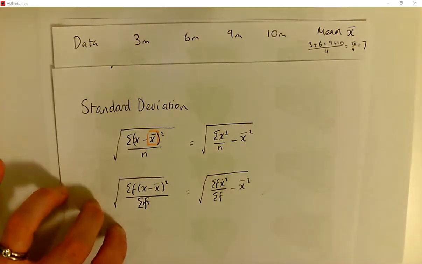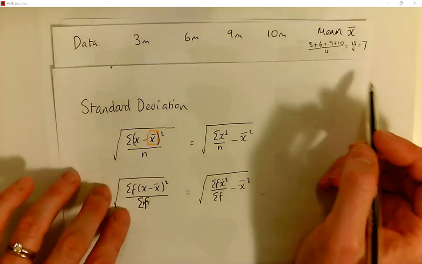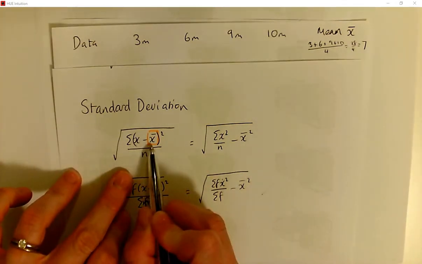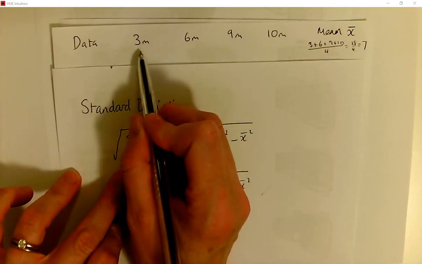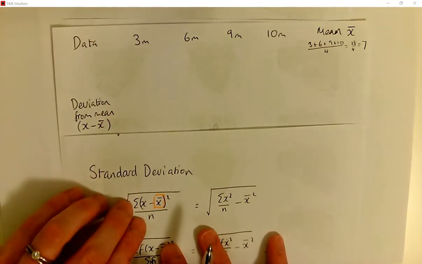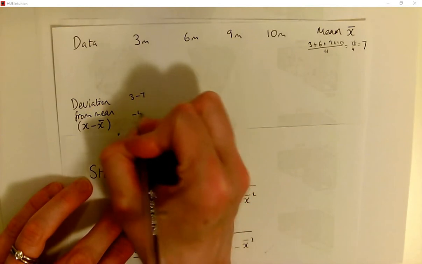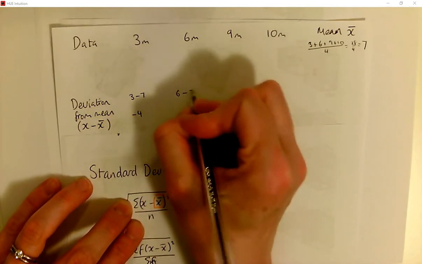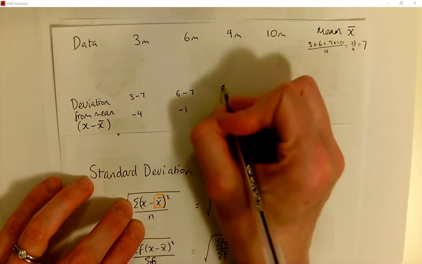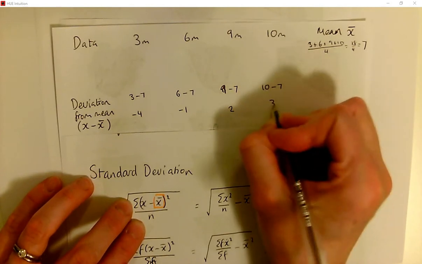so that is 7, so the mean is 7. Right, so to get an idea of how far away from the mean they are, we work out the deviation. That's the bit in the brackets here, x minus the mean. So the data number minus the mean, okay, we call that deviation from the mean. So if we do 3 take away 7, we get minus 4. If we do 6 take away 7, we get minus 1. If we do 9 take away 7, we get 2, and 10 take away 7, we get 3.